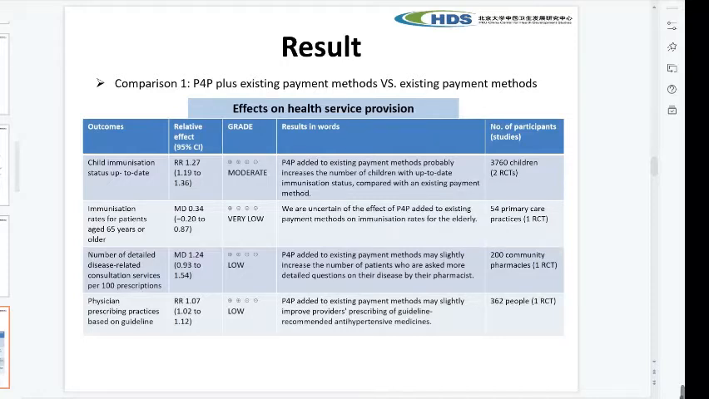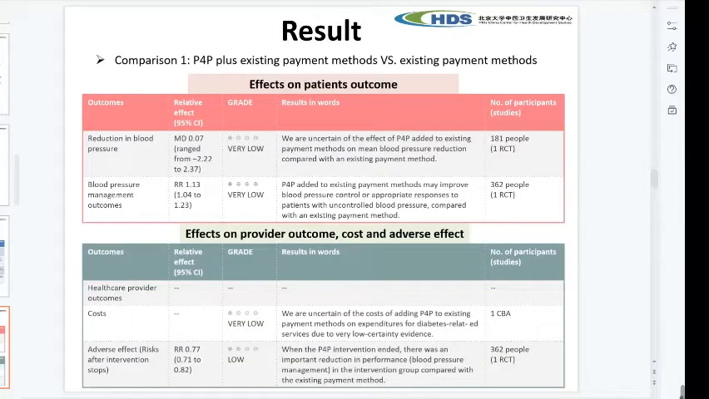Regarding the outcome on the number of detailed disease-related consultation services provided by the pharmacist, we found that P4P added to existing payment may slightly increase this kind of detailed services. And also, we found that the P4P extra incentive may slightly improve providers prescribing the guideline-recommended antihypertensive medicine.